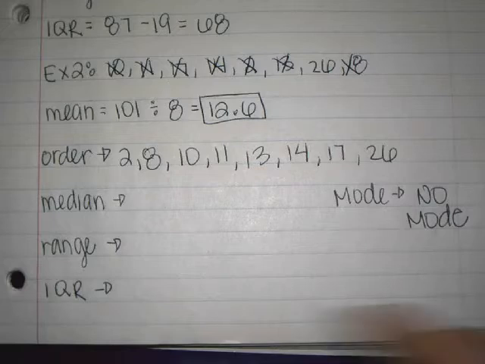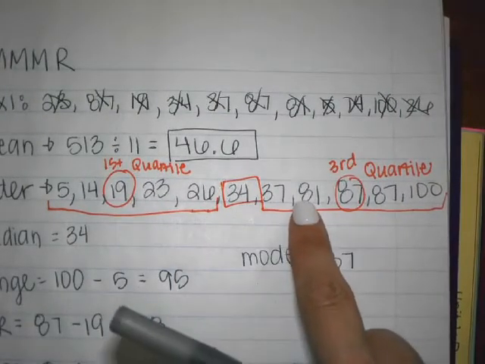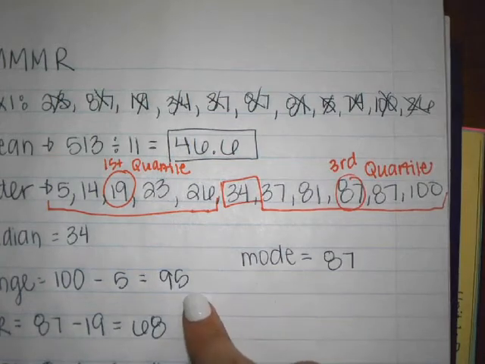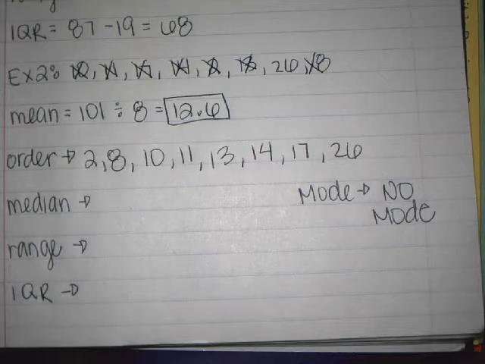So if for some reason, let's say up here it was 87 and 81 both appeared twice. My mode would be 81 and 87. You can have two modes. Is that understood? But if no number appears more than once, there is no mode. Don't write 0. Is that understood? 0 is a number. Got it?